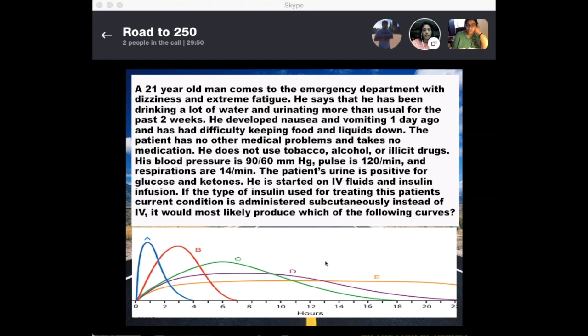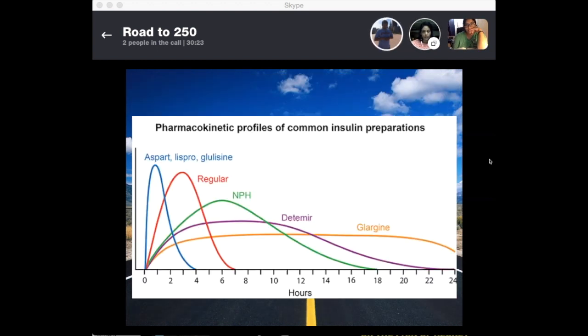If the type of insulin used for treating this patient's current condition is administered subcutaneously instead of IV, it would most likely produce which of the following curves? It would be A, B, C, D, or E. B, regular insulin? Yeah, it would be B, which is regular.